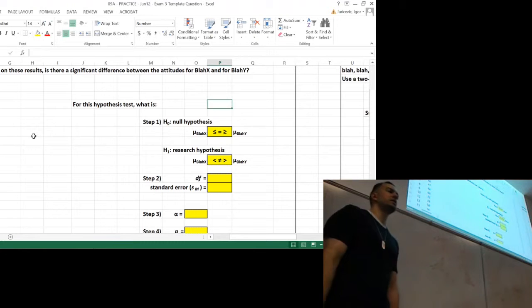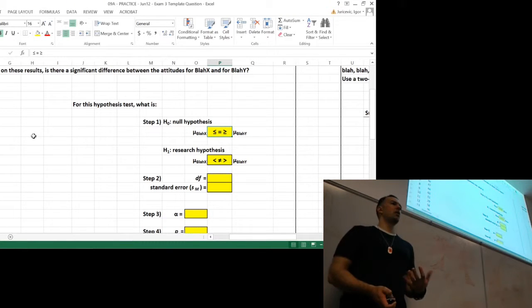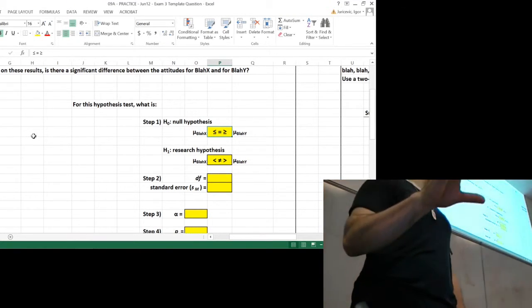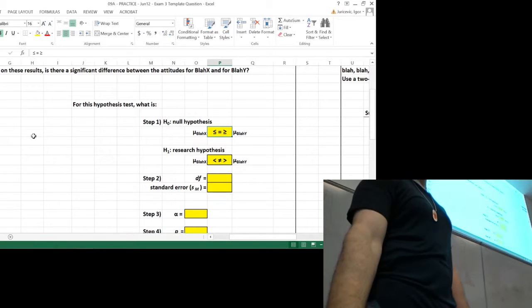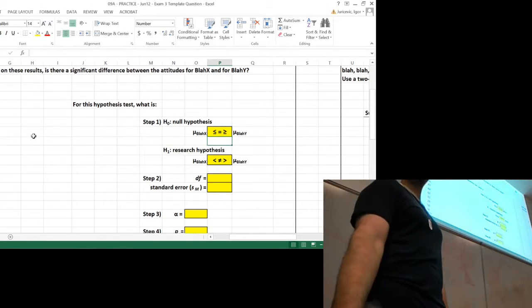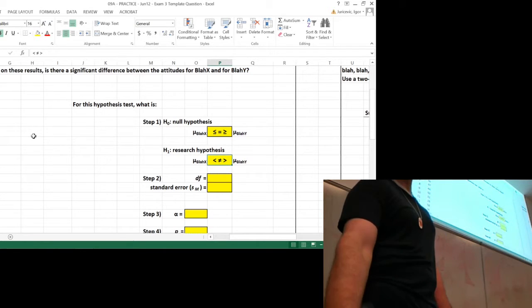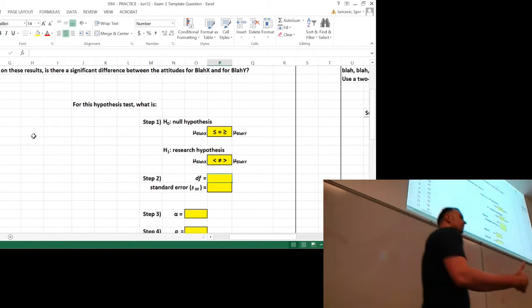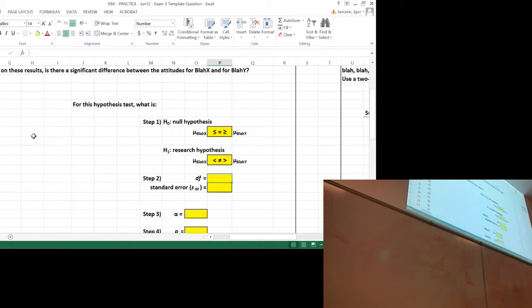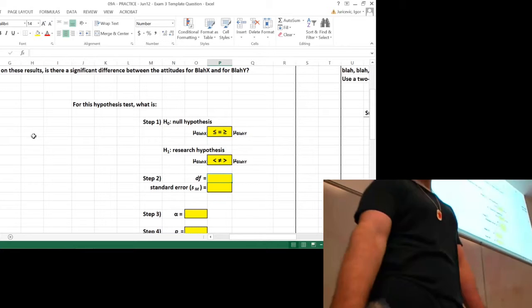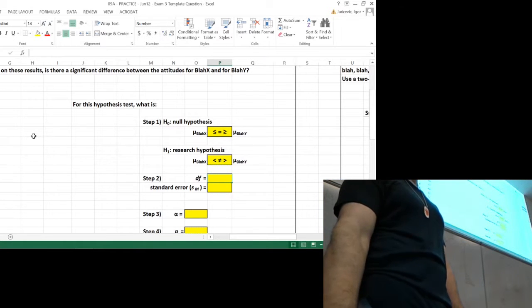For this hypothesis test, what is the null hypothesis? Delete whatever shouldn't be there so that you have your null hypothesis. What is the research hypothesis? For the comparison distribution, step 2, what are the degrees of freedom and what is the standard deviation of the comparison distribution? I will not ask you for the mean of the comparison distribution because most of the time the mean for the comparison distribution is 0. But you will have to put in the degrees of freedom and the standard deviation or standard error.